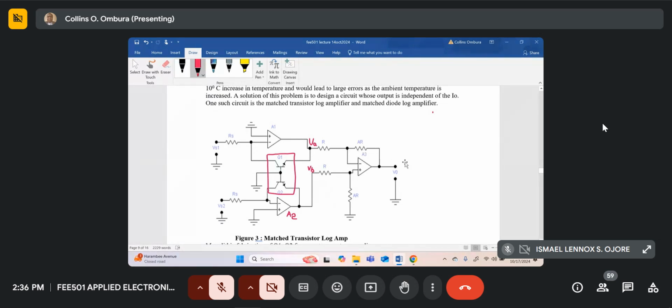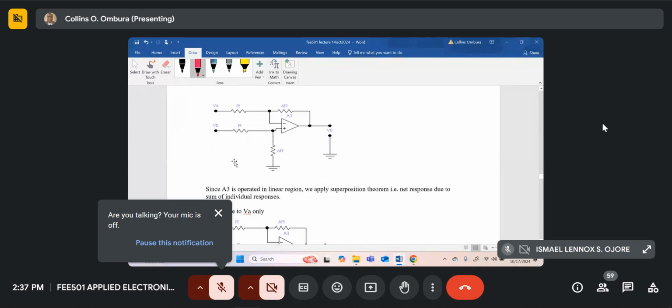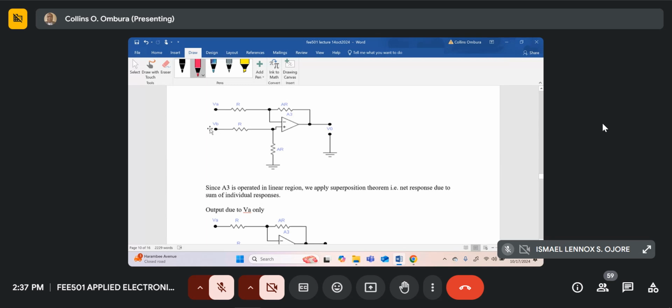So let's start with the output circuit, which is very simple. Let's assume that the output of A1 is VA and the output of A2 is VB. Let's analyze the output V0 as a function of VA and VB. From your study of op-amps, this is the difference amplifier. To analyze it, we can use an equivalent circuit like this. I've put VA here and VB here. This is our difference amplifier.